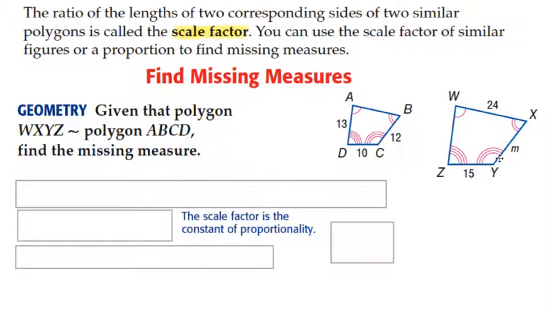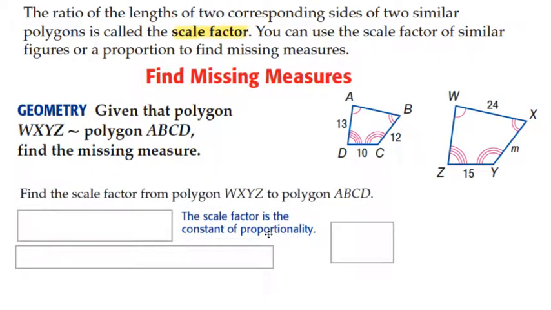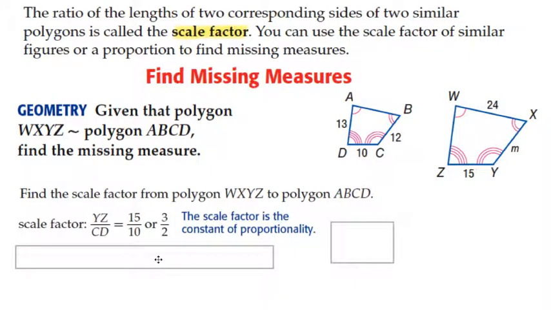Okay, so we're looking for side M over here. And we have side AD is 13, DC is 10, CB is 12. So we want to know what is the length of side M. If we can find the scale factor, then we should be able to solve that. Well, we have two sides that are corresponding here. DC and ZY correspond, and that can give us our scale factor of 15 over 10, which is the same as 3 over 2, which is the same as 1.5 in decimal.